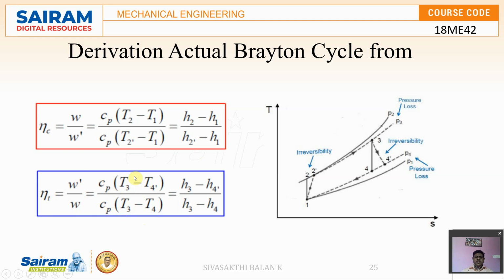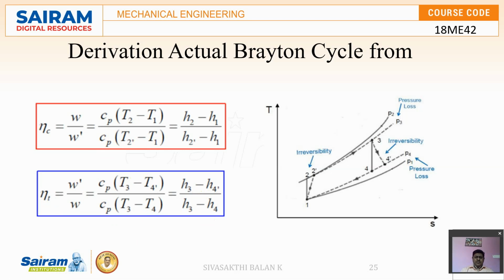And we know that Cp into T is specific enthalpy, so we can replace Cp T3 with H3 and Cp T4 dash with H4 dash. So the isentropic efficiency of the turbine is H3 minus H4 dash divided by H3 minus H4. These two terms are introduced apart from the remaining efficiency calculations in the formula. That's all, guys.